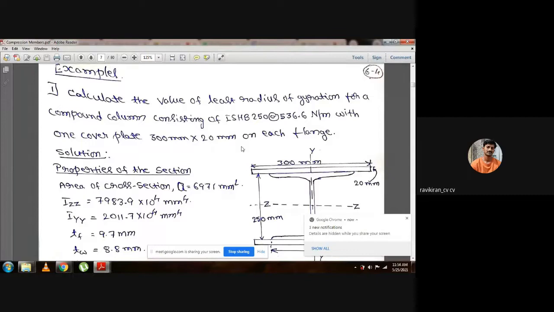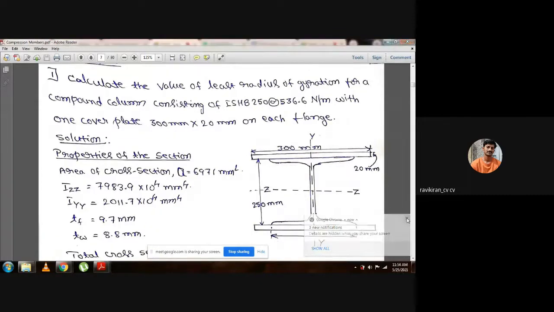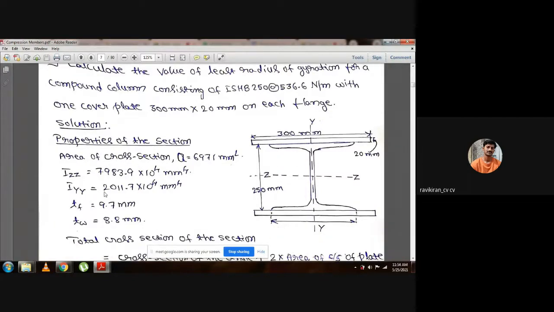flange. If you look at the picture, an I section is there. At the top flange, one cover plate is there, 300 by 20 mm. Same way at the bottom flange also, one cover plate is there. Based on ISHB 250, open the steel table and write down the properties of the section. What are the properties you need to note down? One is area of cross section, which in your steel table is mentioned as 69.71 centimeter square. We should write it in millimeters, that is 6971 millimeter square.